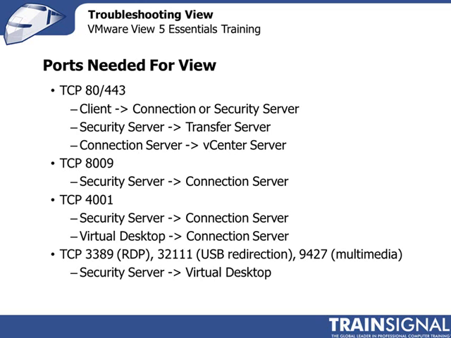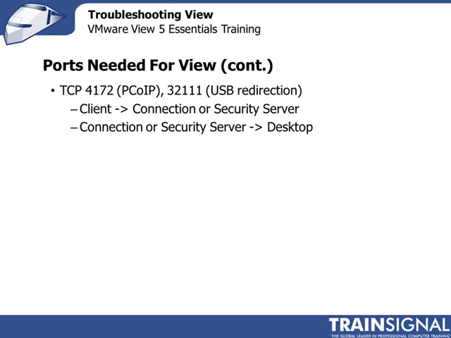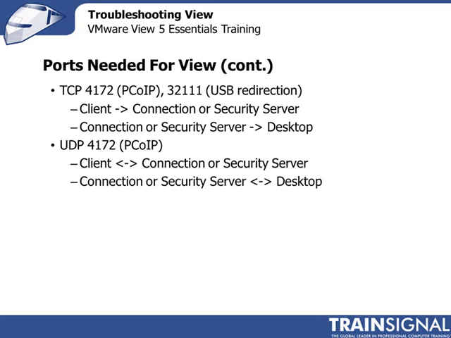When using RDP as the connection protocol, you'll need to make sure that between the security server and the virtual desktop, the ports 3389, 32111, and 9427 are all opened, to provide all the proper data communication. When using PC over IP, you'll need to make sure that TCP port 4172 and 32111 are both open between the client and the connection or security server and the desktop. UDP port 4172 will also need to be open for bidirectional communication between the client and connection server or security server, and also between the security server, connection server, and the virtual desktop.